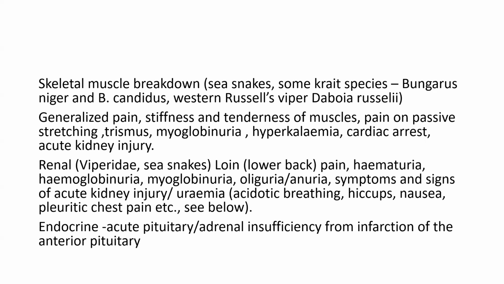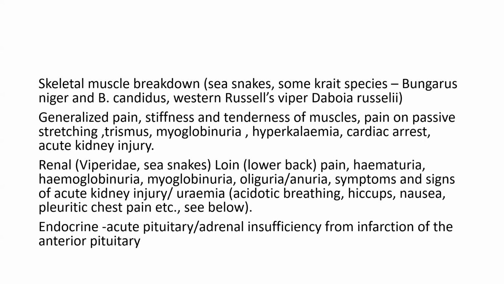Now, skeletal muscle breakdown occurs because of the sea snake and some krait species, and manifests as generalized pain, stiffness, tenderness of muscle, pain on passive stretching, trismus, myoglobinuria, hyperkalemia, cardiac arrest, and acute kidney injury. Now, the renal manifestations: loin pain, hematuria, hemoglobinuria, myoglobinuria, oliguria, anuria, and other symptoms and signs of acute kidney injury and in the urine.